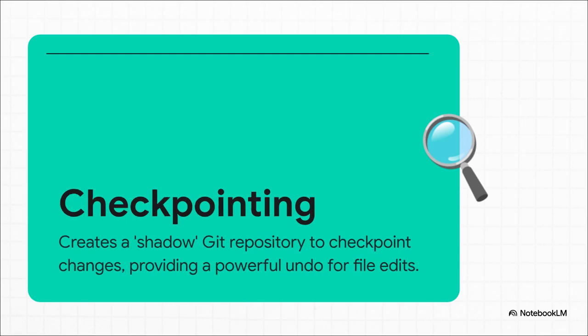And on top of that, you've got checkpointing. Basically, before the agent makes a single change to your files, it quietly creates a hidden Git commit. This is your automatic, super powerful undo button. If a change isn't what you wanted, one simple command just reverts everything right back to the way it was.